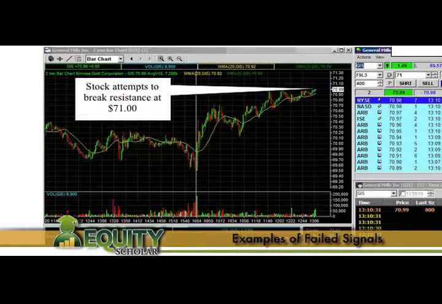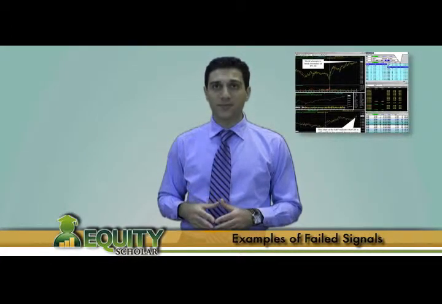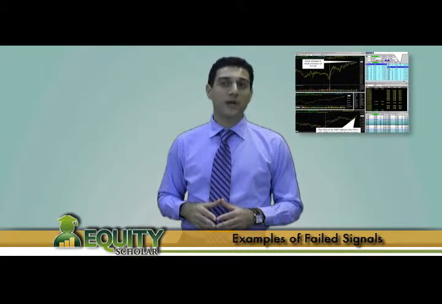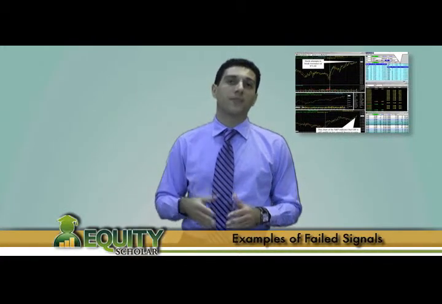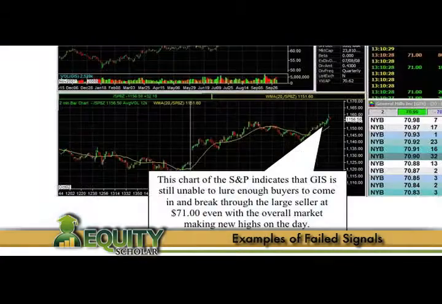Now, remember, the stock is up $1.50 on the day, and the market is up significantly as well at this point. Therefore, it is easy to see why most traders would attempt to go long. As a result, many traders quickly pile into this stock at $71, but ultimately are only able to eliminate a little over half of the large sell limit order present.